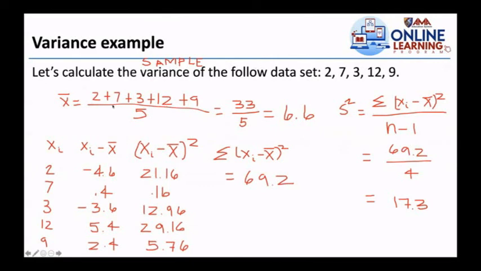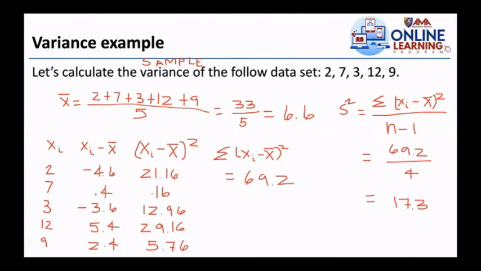So we use the sample mean. Whether it's sample mean or population mean, it's the same principle: add all of them and divide. Anyway, this is not a weighted mean, right? It's just the arithmetic mean. So just add all of them, then we get 33 divided by 5, which is 6.6.